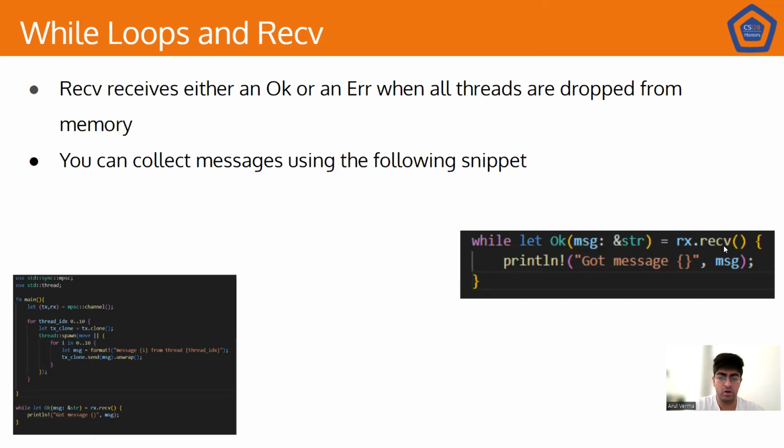And this means that we don't have to use join. We can just use the rx.recv call, and this while loop will essentially block until all of our child threads are finished. And the great thing about this is that whenever you have a message from your child thread, you get Ok from rx.recv, and you'll get a message from each one of your child threads. And when all of your threads are dropped from memory, when they all finish completing, you get an error. And that allows us to break out of the loop and keep on going because that means all of our threads have finished executing.